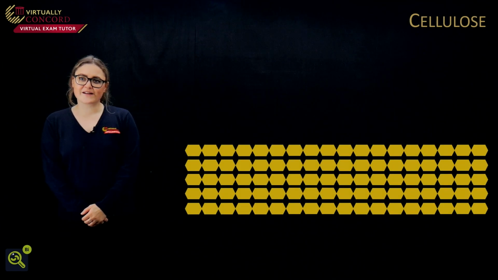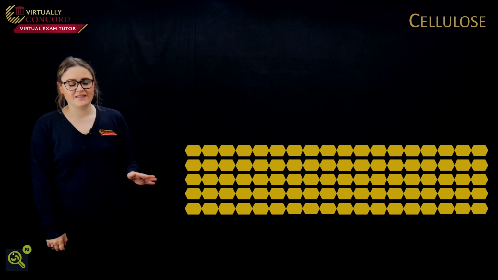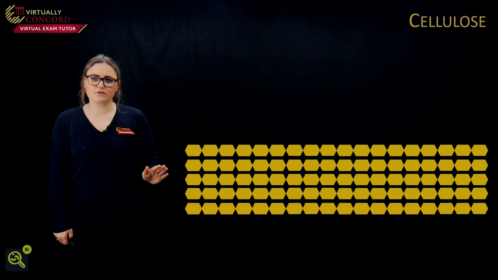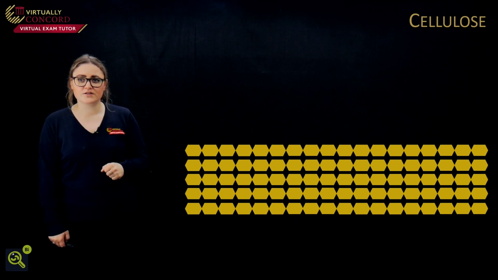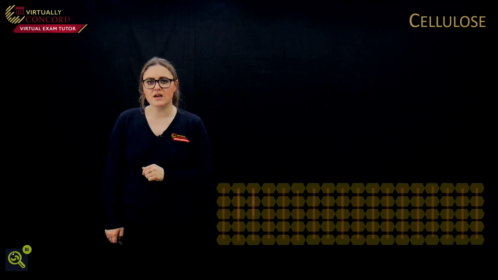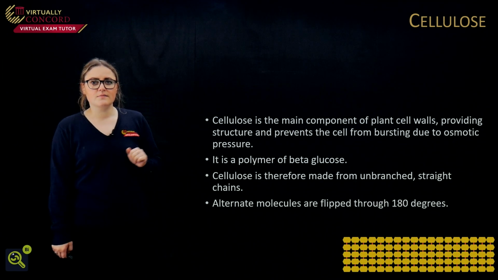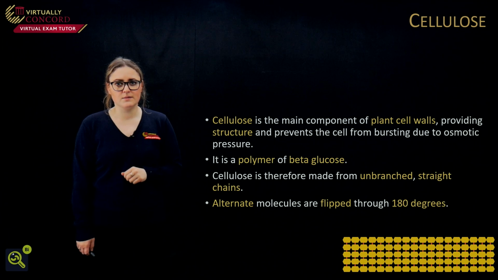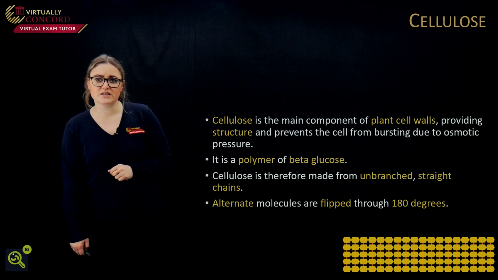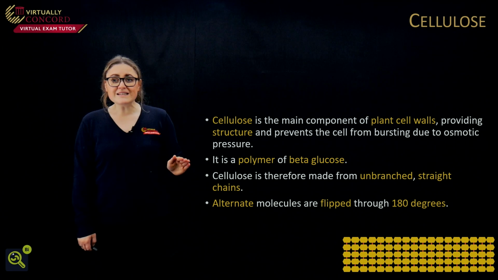The final polysaccharide that we need to have a look at is cellulose. Now you can see from this diagram here that it is different to our starch and our glycogen molecules. Here we have long, straight, parallel, unbranched chains, and they also have hydrogen bonds between the adjacent chains. So in detail, cellulose is the main component of plant cell walls. It provides structure and strength and prevents the cell from bursting due to osmotic pressure. It's a polymer of beta glucose.